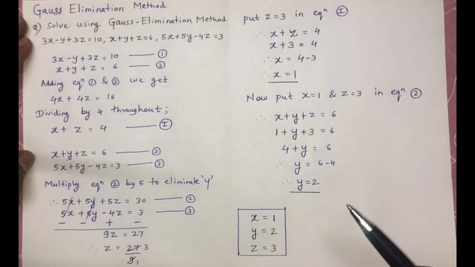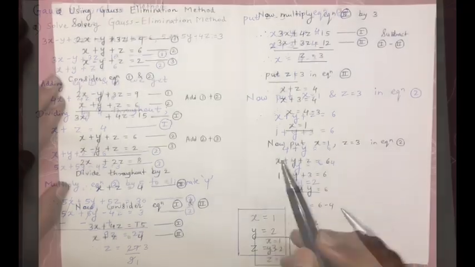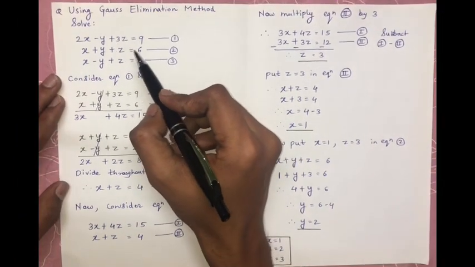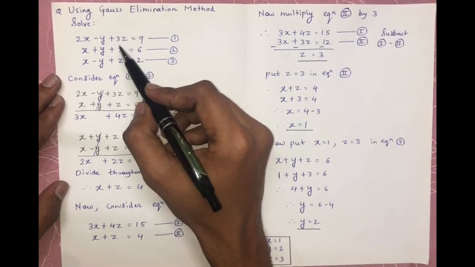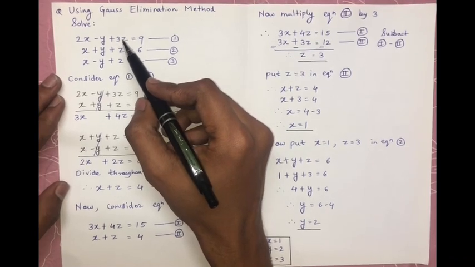Now we will be seeing the Gauss elimination method part 2, which includes a very simple equation, where you can have the solution for only two variables like x and y. Let's continue further. So let's continue with the second sum using the Gauss elimination method.